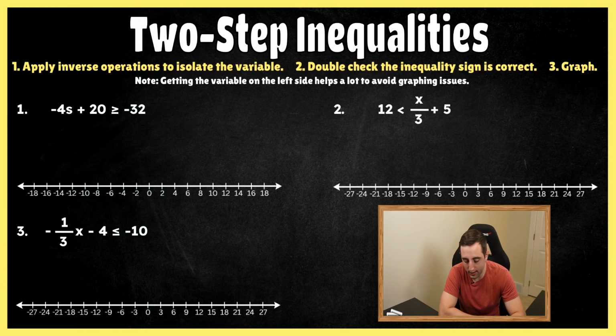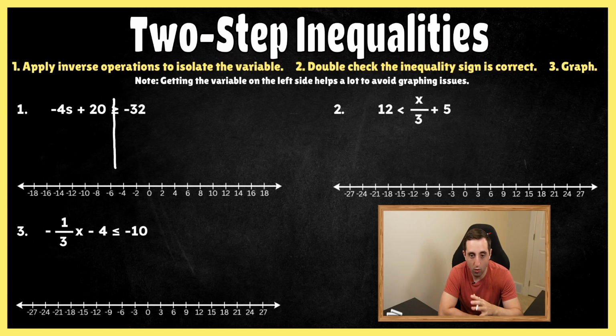So if we go ahead and look at number one, we have negative 4s plus 20 is greater than or equal to negative 32. I always have my students draw a line right through the inequality symbol separating the left and the right side, because remember, whatever you do to one side of your inequality, you have to do to the other side as well.